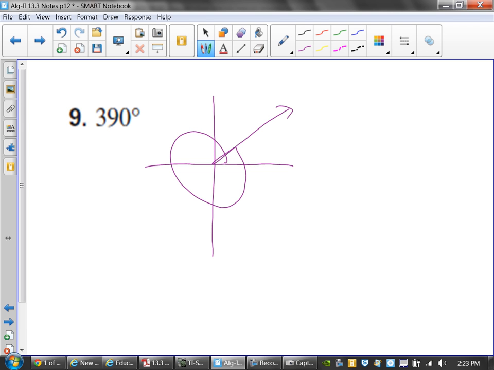What is the original angle then? 30. So the reference angle here, since I'm in quadrant 1, will be 30 degrees. Okay.